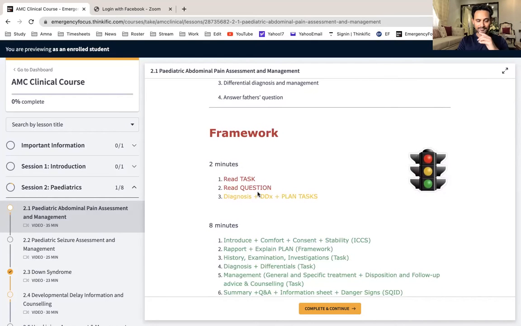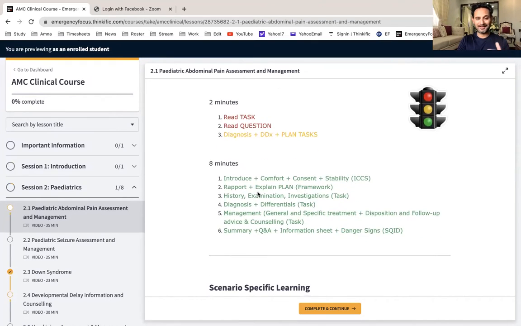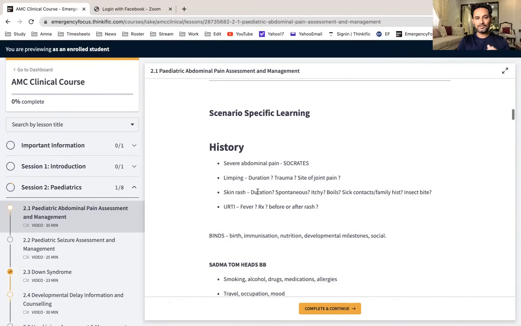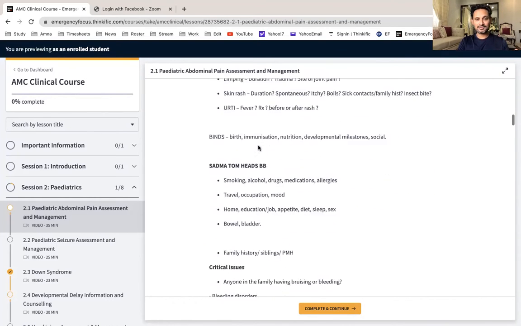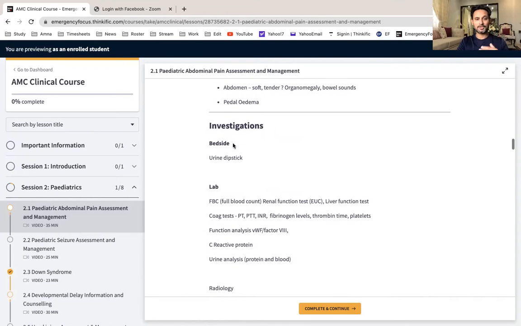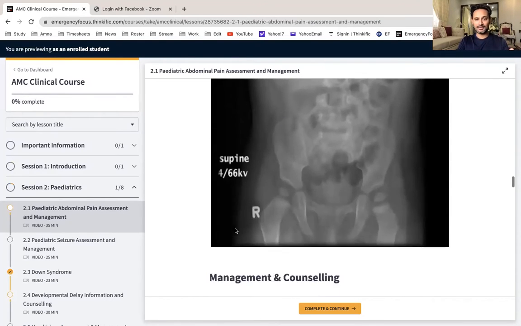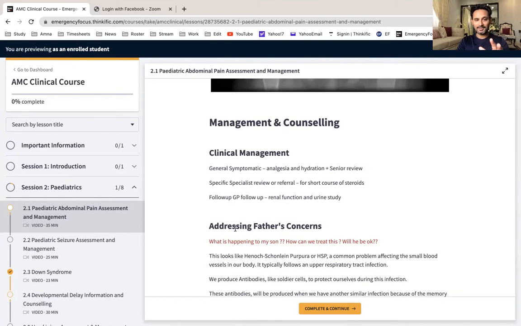We'll give you a framework. You'll have 2 minutes to read the task, read the question, come up with the differentials and plan your task, and 8 minutes to go through our framework, which we always organize into your minds to do your exam. Then you will have feedback in the form of notes, with scenario specific learning. What were you meant to be asking in history? What were the physical examination findings you were meant to be looking for? What investigations need to be planned according to bedside labs, radiology, and what would be the findings? So these are all the notes available on this topic in this section. You don't have to open the book, the resource, or the guideline. Everything is arranged exactly how it should be in this format.